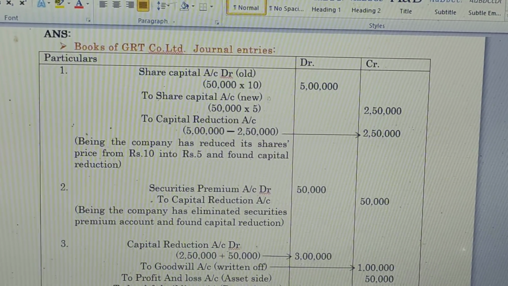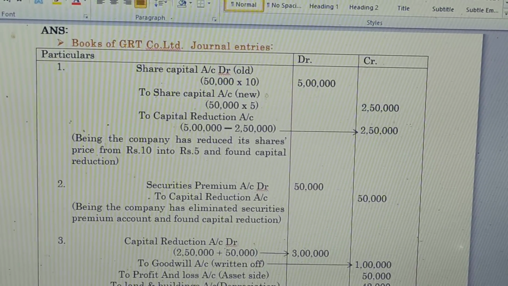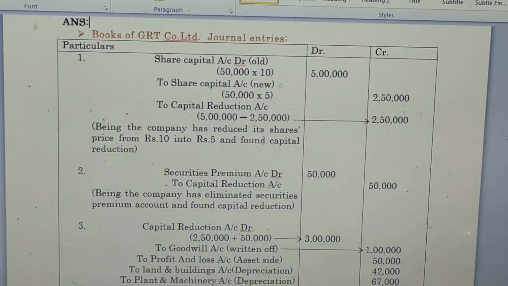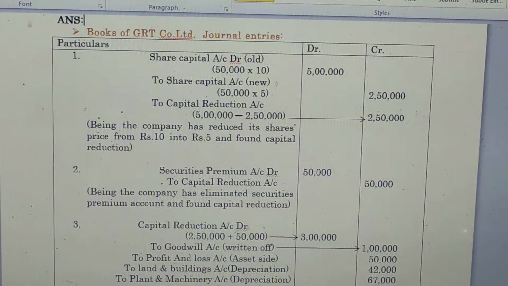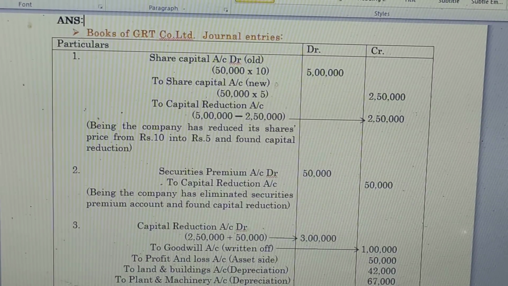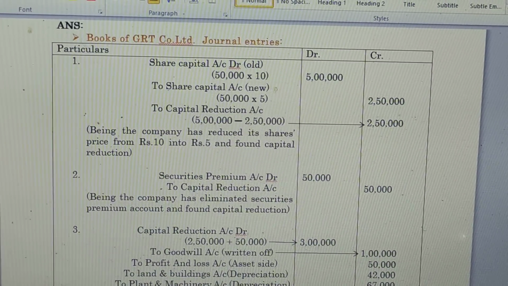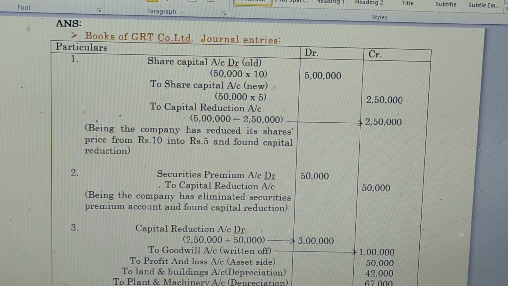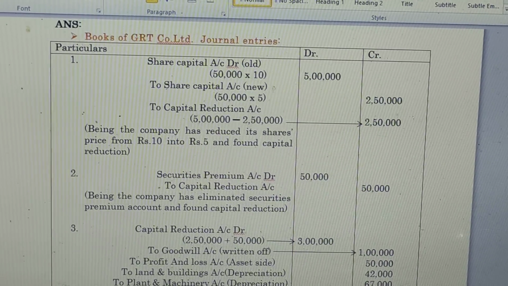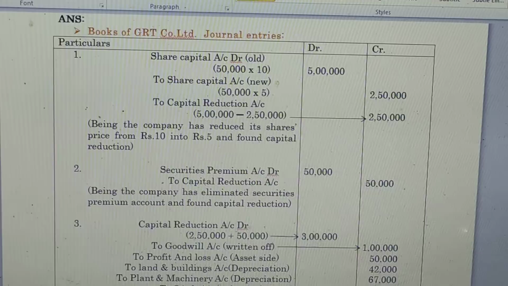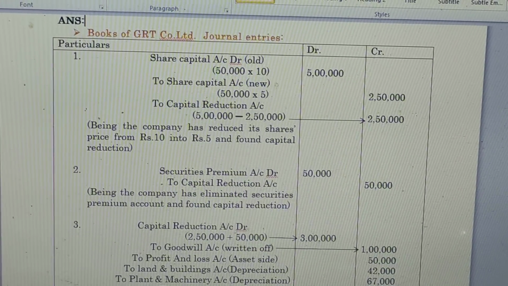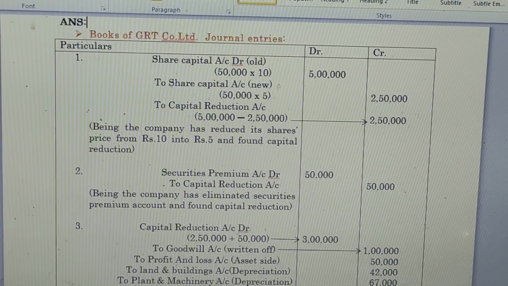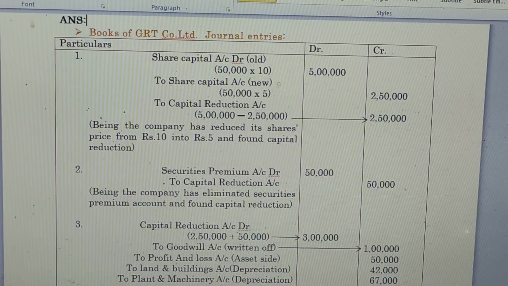And to capital reduction, the difference value on the credit side is 2 lakhs 50,000, that is called the capital reduction value. It means 5 lakhs minus 2 lakhs 50,000. In the narration: being the company has reduced its share price from rupees 10 to rupees 5 and found capital reduction.